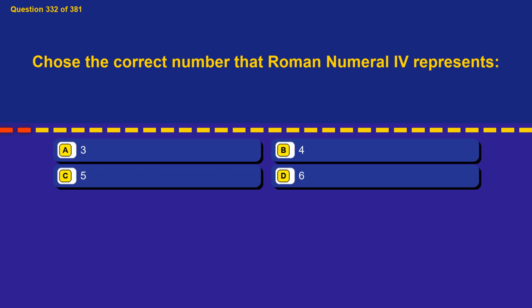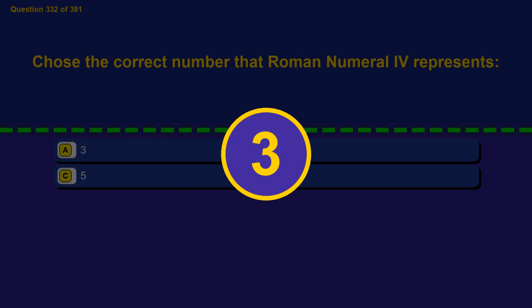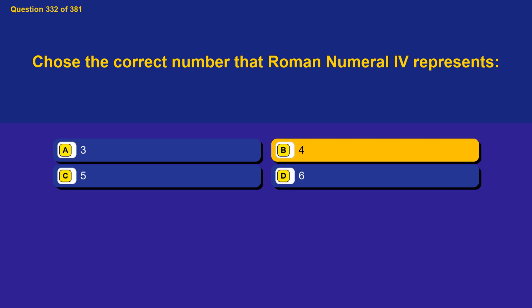Question 332. Choose the correct number that Roman numeral 4 represents. Option A, 3. Option B, 4. Option C, 5. Option D, 6. The correct answer is option B, 4.